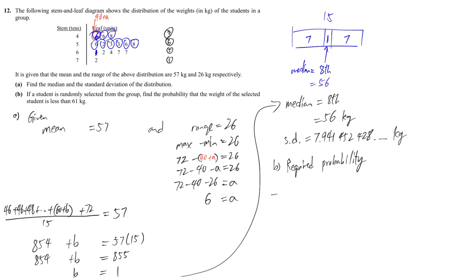The required probability is always equal to our target outcomes over our total. Compare them. So we have 9 targets here, while in total we have 15 students to choose from. Therefore, we simplify it and get 3 over 5. It's the chance that we get a student who weighs less than 61 kg.